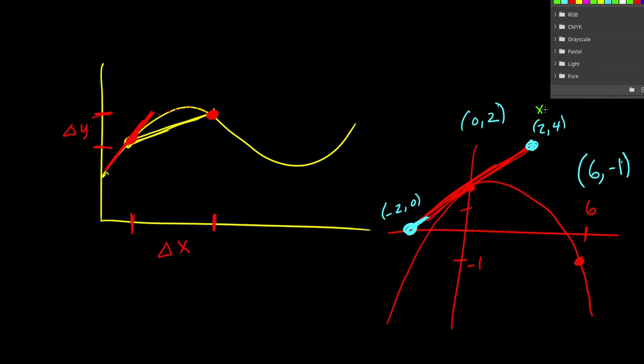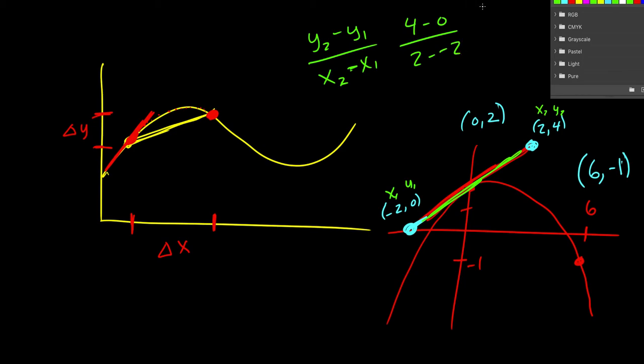So I'm just going to say that this is x2, y2, x1, y1, and remember it's y2 minus y1 over x2 minus x1, and this is going to give us the instantaneous rate of change because it is the slope of a tangent line. Okay, so if I plug in y2, I get 4, y1 is 0, x2 is 2, minus a negative 2. So the top becomes 4, 2 minus a negative 2 is like adding, so that's 4. So overall, the instantaneous rate of change at that point is 1, because the slope of the tangent line is 1.